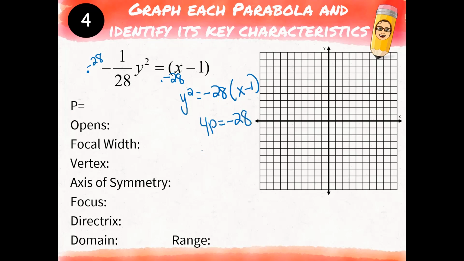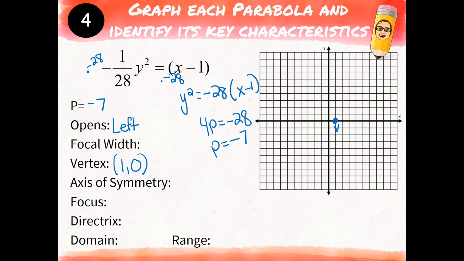I have that number right there. So my p is -7. And since it's a y squared, that means it's either left or right. And since the p is negative, that means we will be left. My vertex, now be very careful, the y is first. That means that's the second number in the ordered pair. So my x value is 1. My y value is 0 because there's nothing with it. So 1, 0 is where my vertex is.